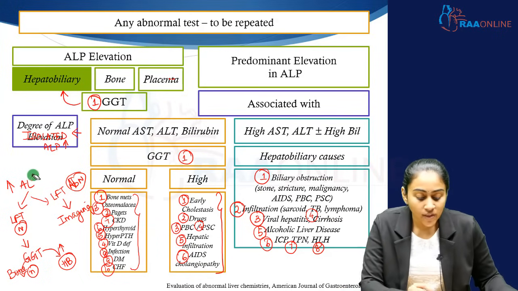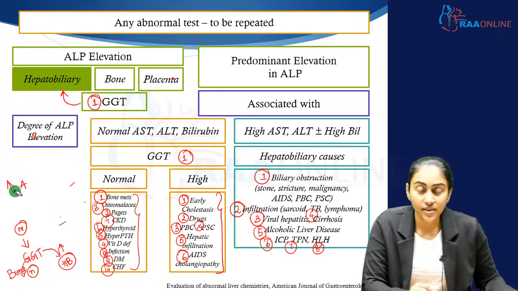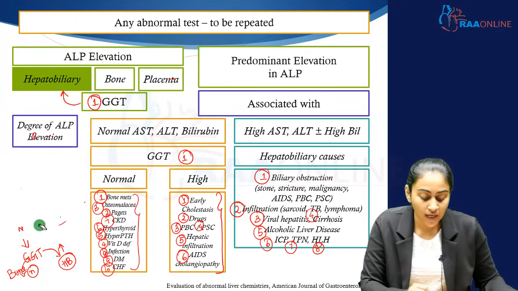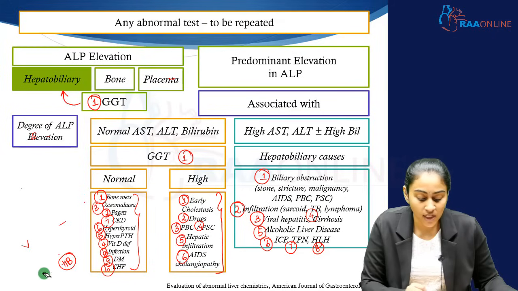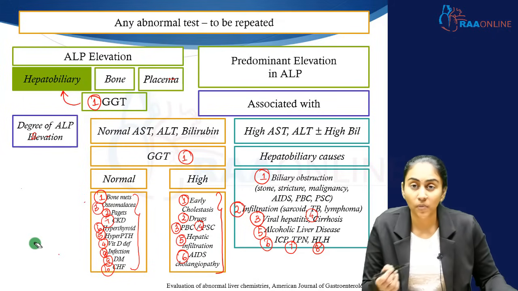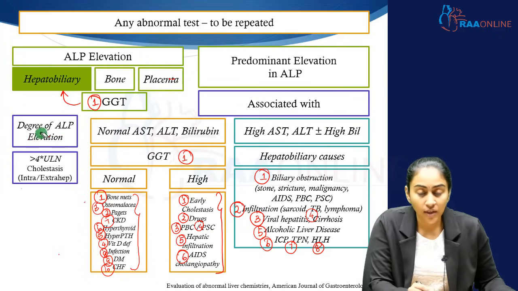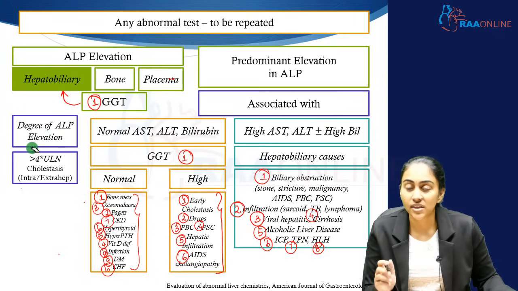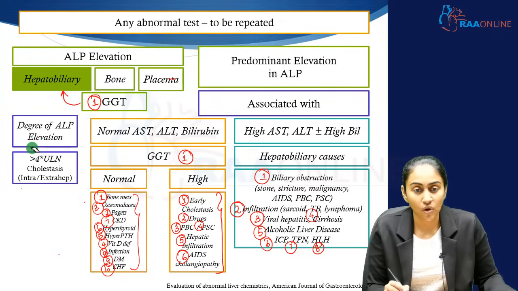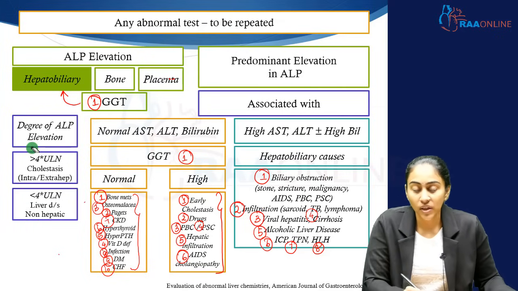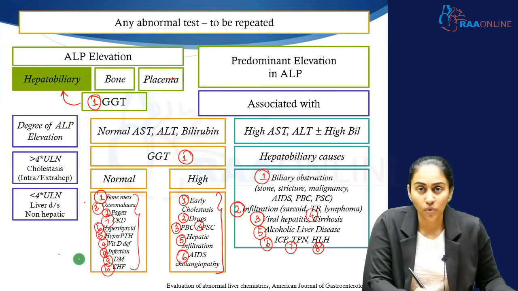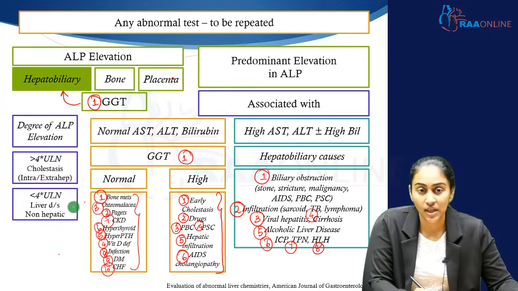In addition to this, with the transaminitis, the degree of alkaline phosphatase elevation also tells us roughly the kind of liver problem that we are going to be dealing with. So, for instance, if the alkaline phosphatase is elevated but it is less than 4 times the upper limit of normal, then you are looking at a liver disease, or it could be a non-hepatic cause like a bone metastasis or hyperthyroidism, hyperparathyroidism, vitamin D deficiency and so on.